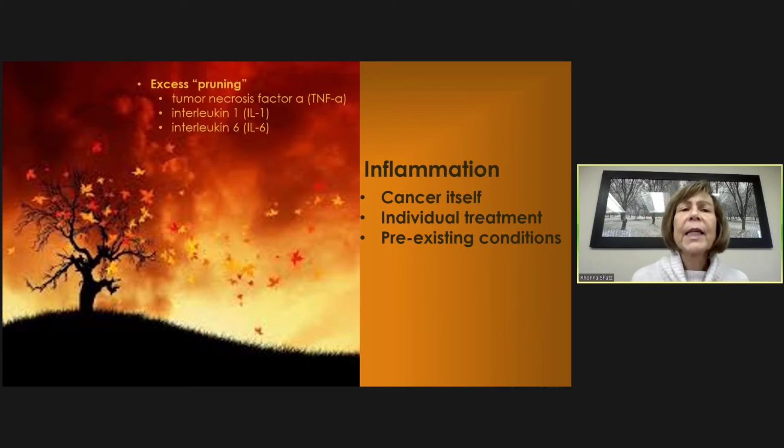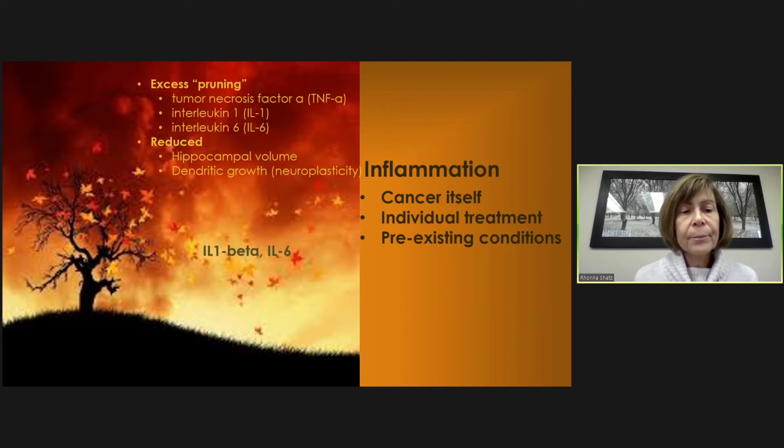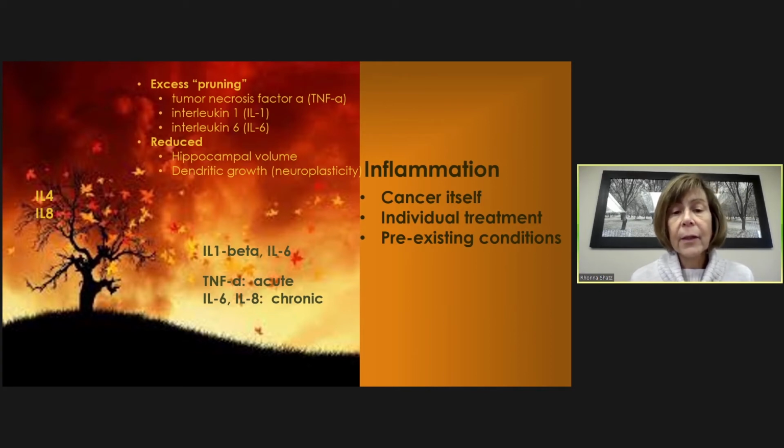We know that there's an excess pruning in the presence of any of these particular factors, and that we will see reduced hippocampal volume and loss of the growth of those dendrites. There are good ones and bad inflammatory factors. The IL-1 beta and IL-6 are bad, and the IL-4 and IL-8 are good. We know that the inflammatory factors vary in terms of their appearance, so that we see different ones in an acute phase than in a chronic phase. And so what we do with them in terms of treating it are going to have to take into account their actions and their timing.